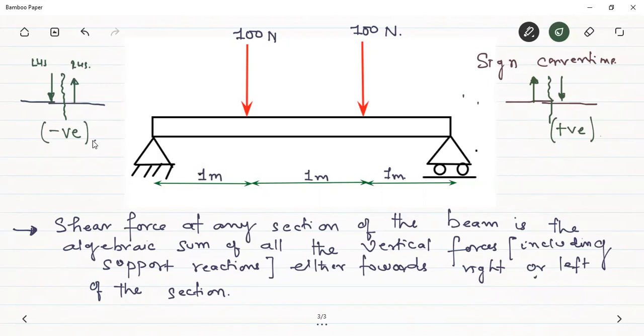So everything will be clear, how I have written this sign convention and what I mean by the algebraic sum of all these forces. Shall I move to next? Fine.